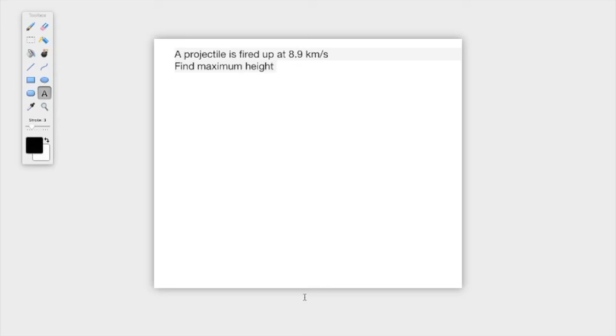Fired up at 8.9 kilometers per second. Find the maximum height. So basically, what we're trying to do is, we have an initial kinetic energy, right? Initial speed, which is 8,900 meters per second, because you're just multiplying by 1,000.